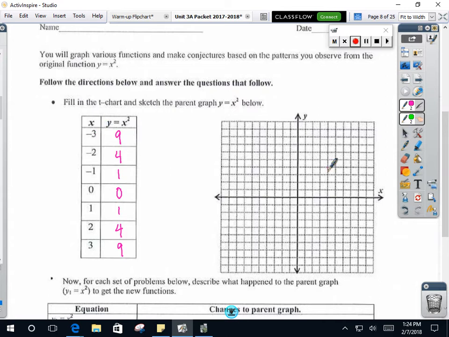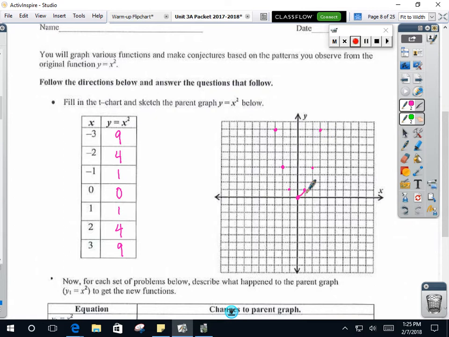Okay, now we're going to put these points on the graph so that we can see what the parent function looks like. -3, 9 is left 3, up 9. This would be left 2, up 4. -1, 1 would be left 1, up 1. 0, 0 is just at the origin. 1, 1 is right 1, up 1. 2, 4 is right 2, up 4. And 3, 9 is right 3, up 9.